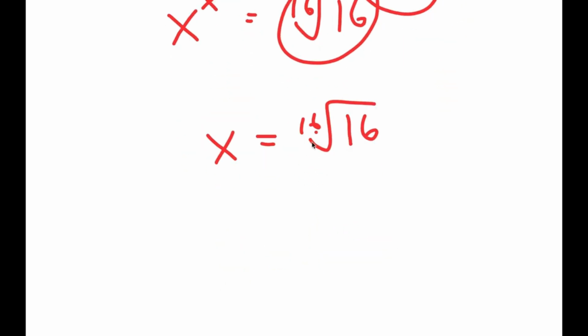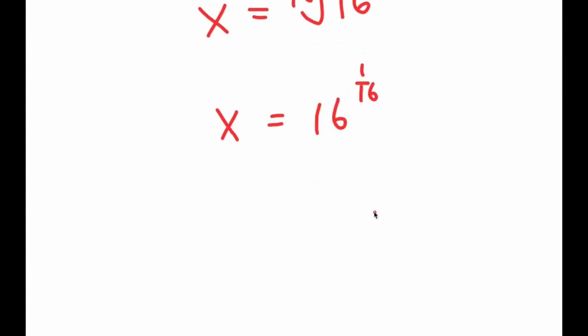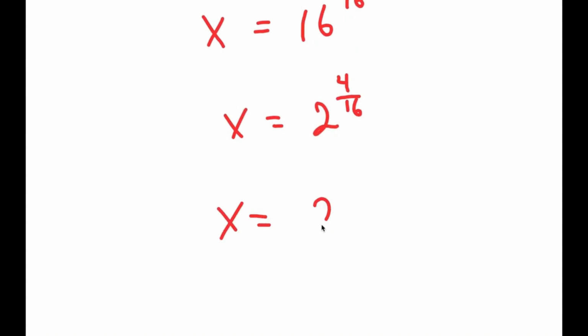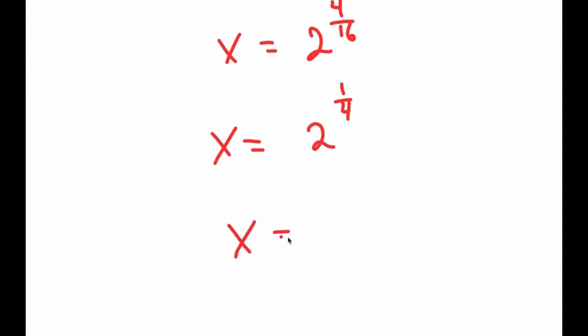Now, I can simplify this a little bit. The 16th root of 16 is the same thing as 16 to the power of 1 over 16. And 16 is also the same thing as 2 to the power of 4. So I get 2 to the power of 4 over 16, which is equal to 2 to the power of 1 over 4, which is equal to the 4th root of 2. So this is my answer.